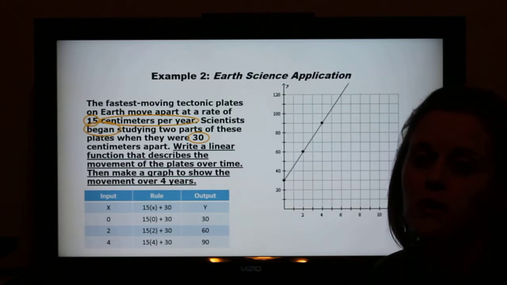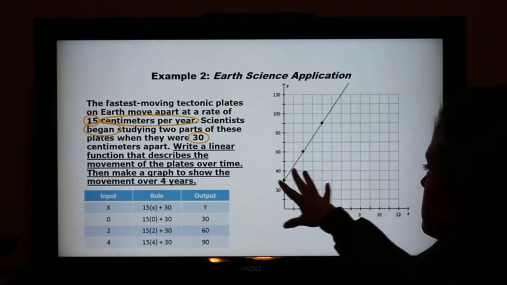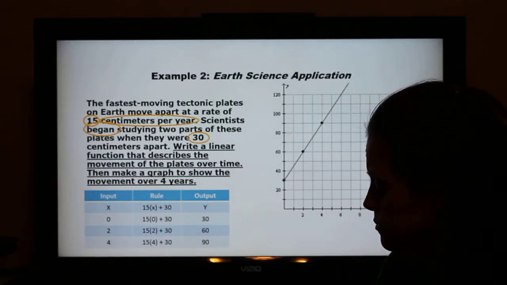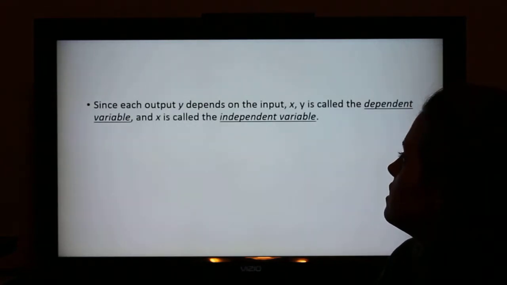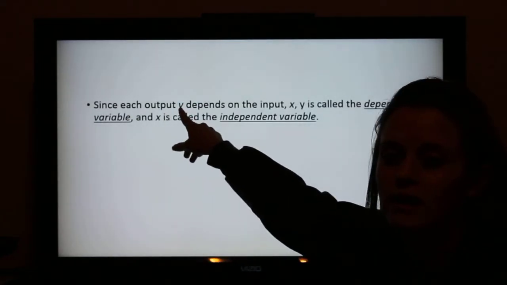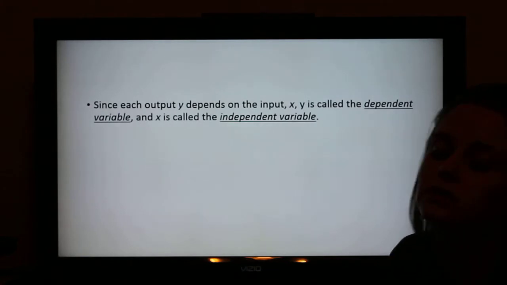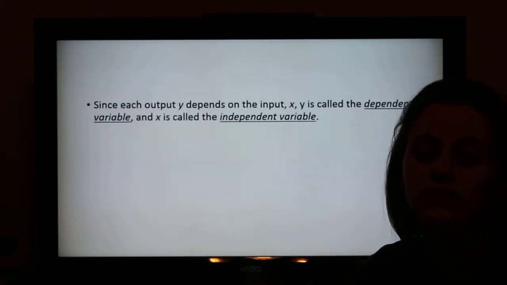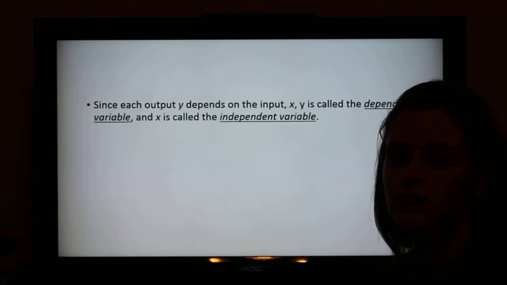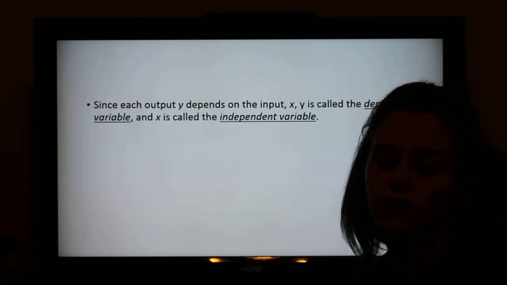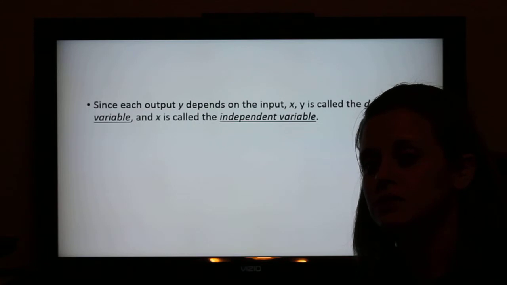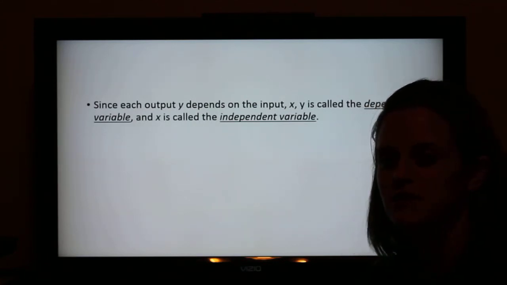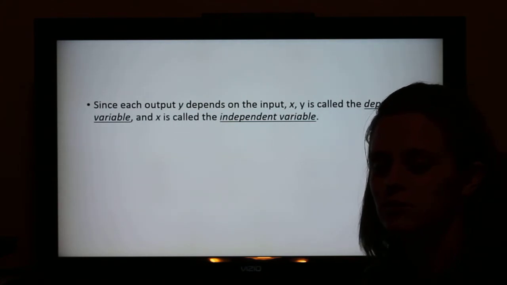Now, I want you to notice something about these x and y axes, or this input and the output. Notice that quite often the output, or the y, depends on the input, x. So y is called the dependent variable because it depends on what x is. And x is called the independent variable. And it's really neat as you come to see these things, getting ready to move into pre-algebra and algebra 1, how these things all come together and make a really nice picture.